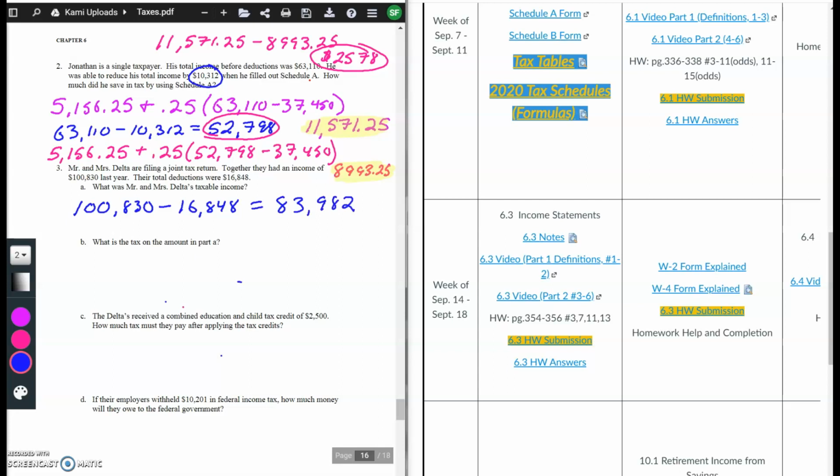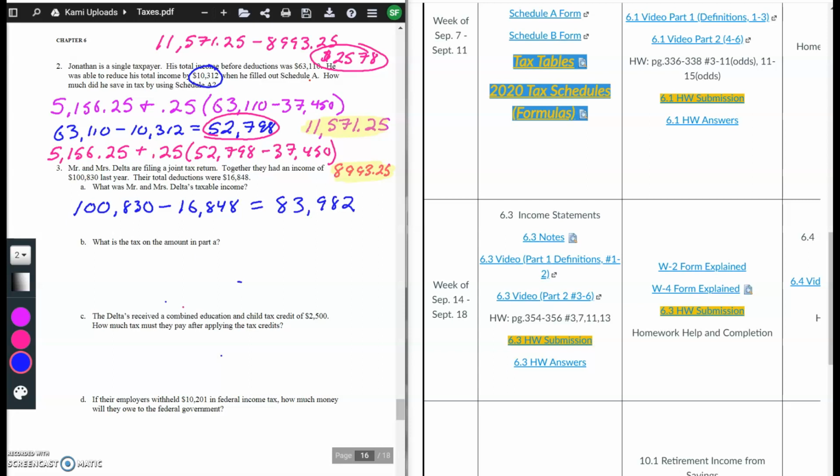Well, this is where we need our tax table. So if you come off to the side here, on our Canvas page, under the day for Memorial Day, which was Monday, you see 2020 tax schedules. These are your formulas that we're going to use. You can also pick the exact value up here in the tax table, but you've got to do a lot of scrolling and find the $83,000 table. It could take a little bit of time.